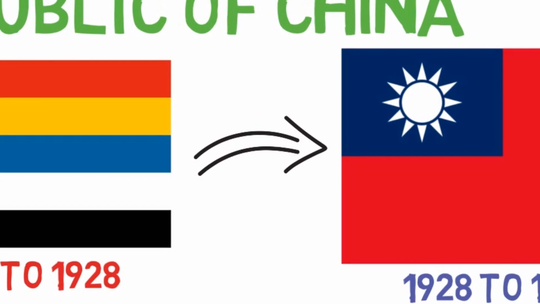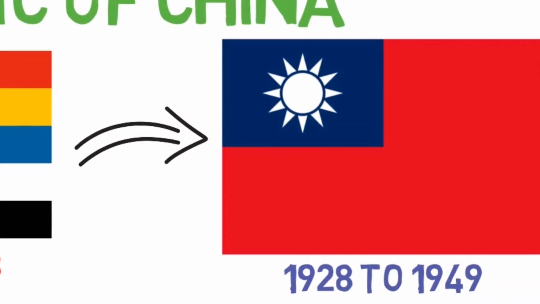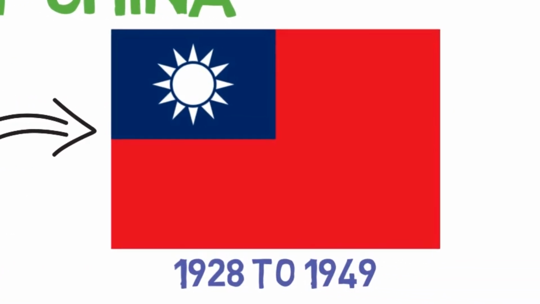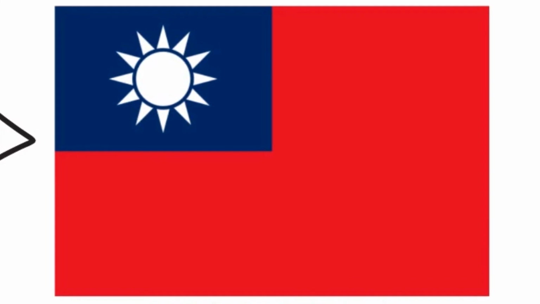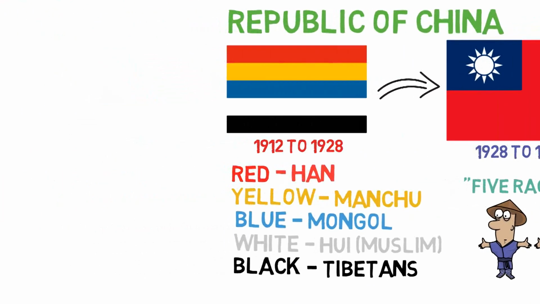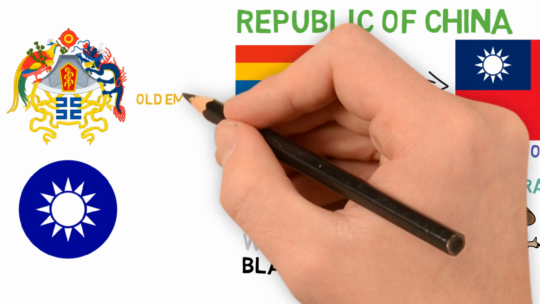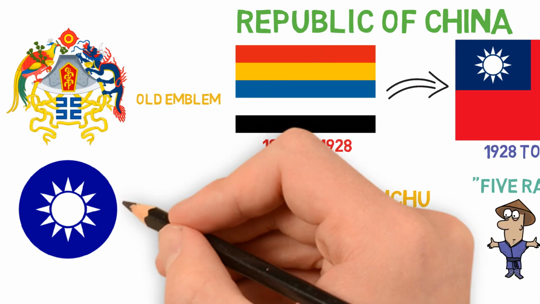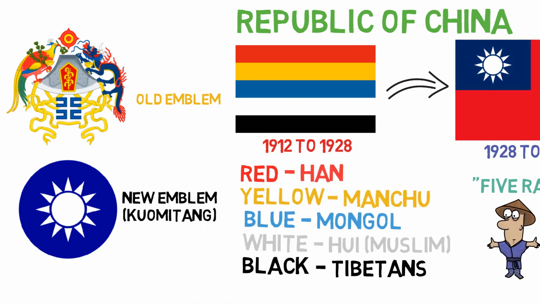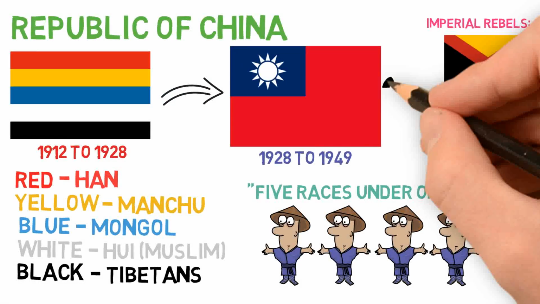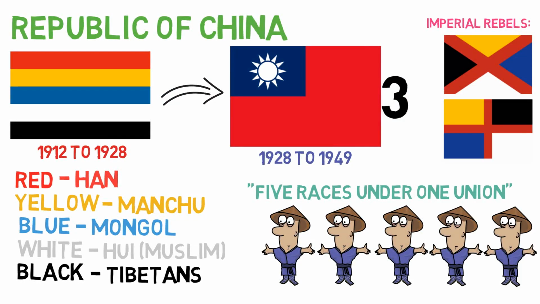After 1928, the final flag for Republican China was put into use, a field of red with the national emblem in the top left corner. This emblem was also different from the time of the old flag. The latest one represents a white sun on a blue field, which was also the flag of the Kuomintang party, the ruling party during this time. It kept 3 of the 5 colors, except the Tibetan black and the Manchurian yellow, maybe because it was too associated with royalty and imperial China.